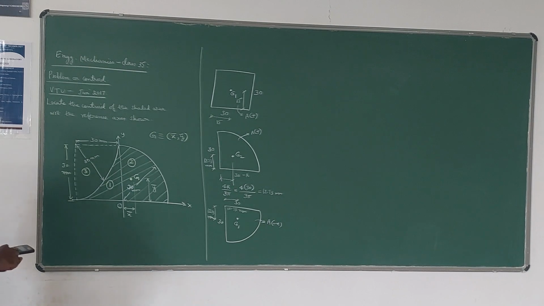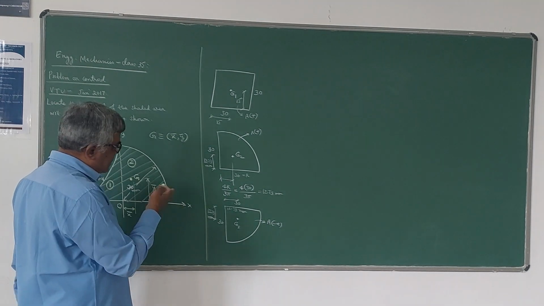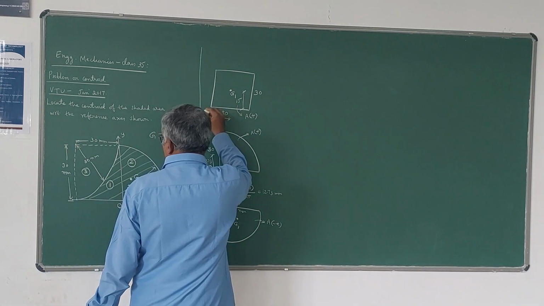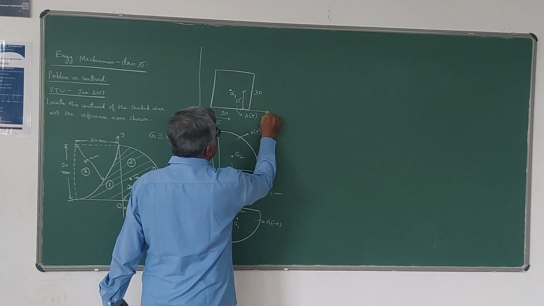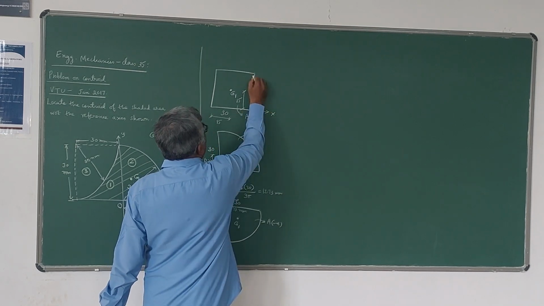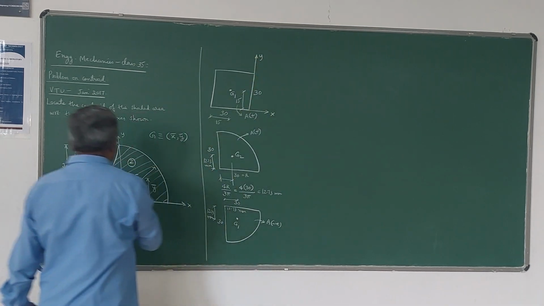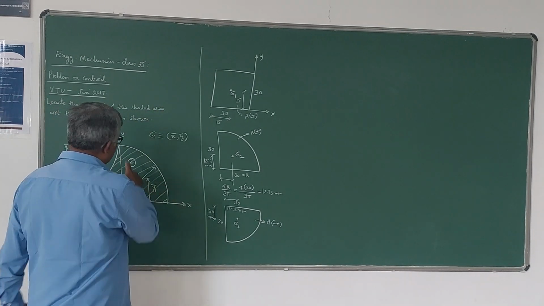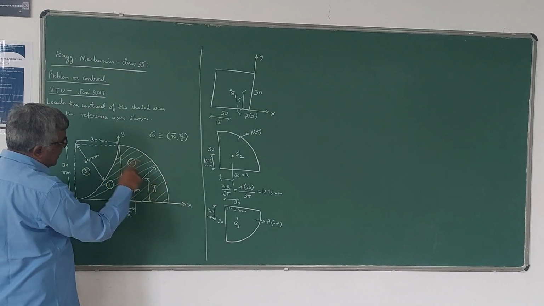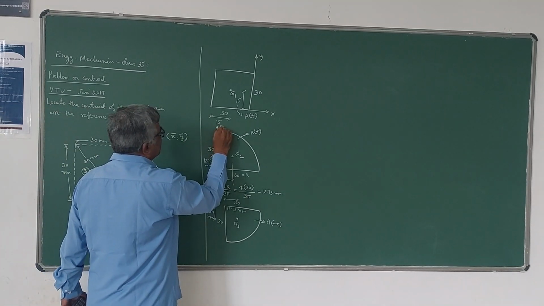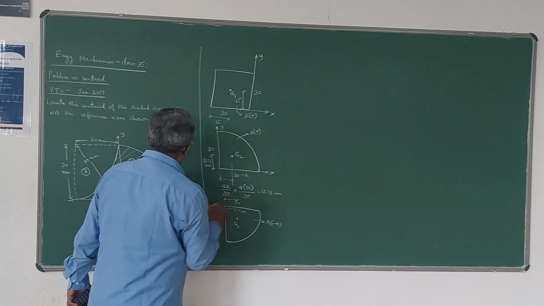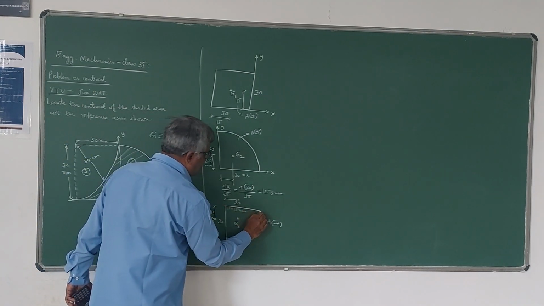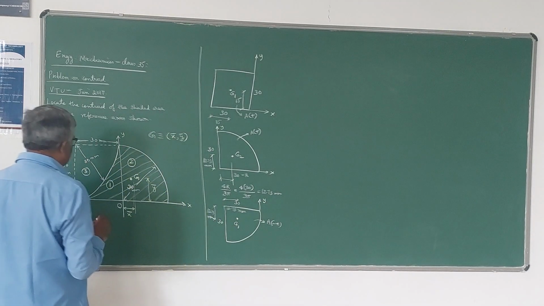Now, once you locate these centroids of simple sections, for this square, this is the x-axis and of course y-axis is this. Please note that I am writing y-axis and x-axis for the square. It will be like this. Then for the second quarter circle here, the y-axis is this, x-axis is this. For this quarter circle, the y-axis is this one, x-axis is this one.